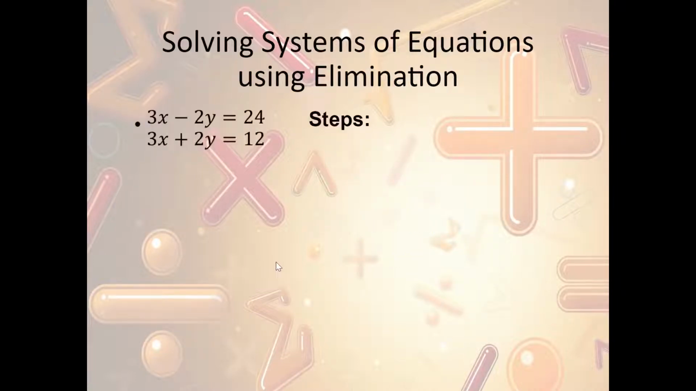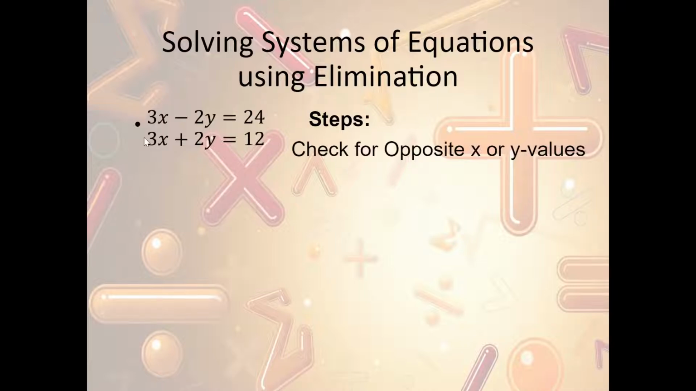Now let's talk about how we can solve this without having to graph. If we're given something like this, 3x minus 2y is equal to 24 and 3x plus 2y is equal to 12, we're going to solve this using what we call elimination. Here are the steps. First step is we're going to check for opposite x values or y values. Opposites mean they have the same integer but with opposite signs. For instance, we have a positive 3 and a positive 3. Those are not opposites. We have a negative 2 and a positive 2. Those are opposites.